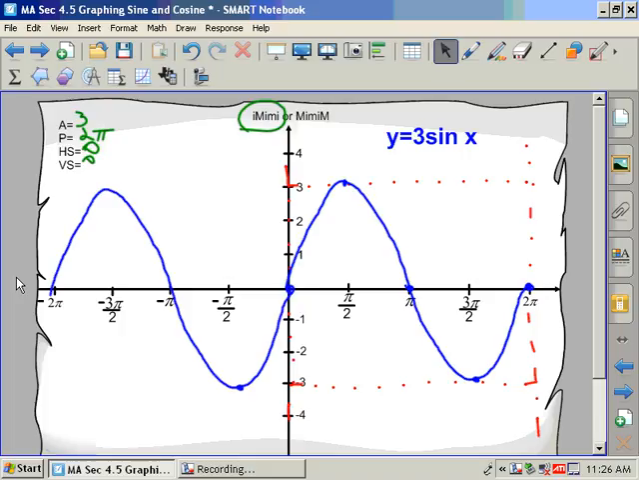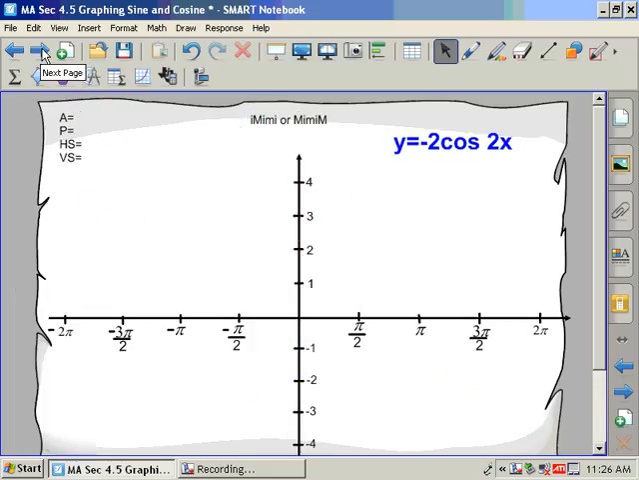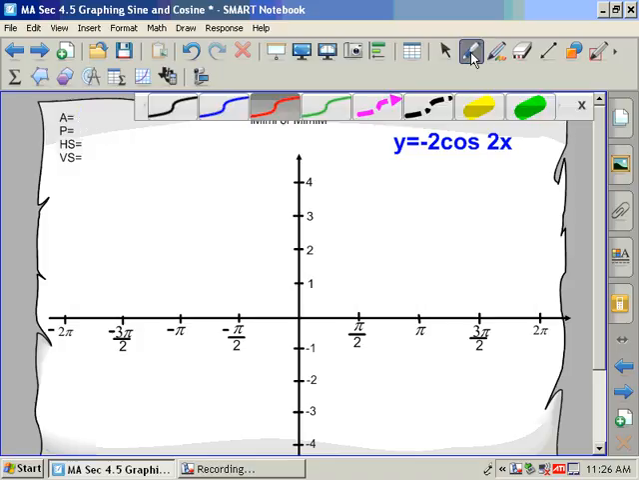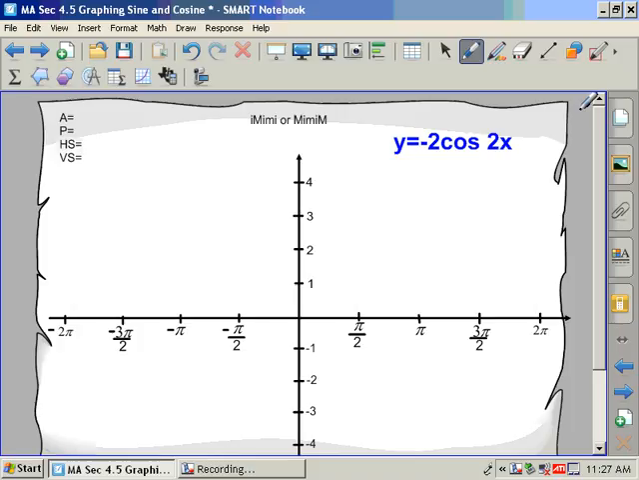All right, moving on to the next one. Okay, new page, new function. Y equals -2 cosine 2x. What is the amplitude? The amplitude is 2. But there's a minus, so I'm going to write myself a note that it is 2 down.